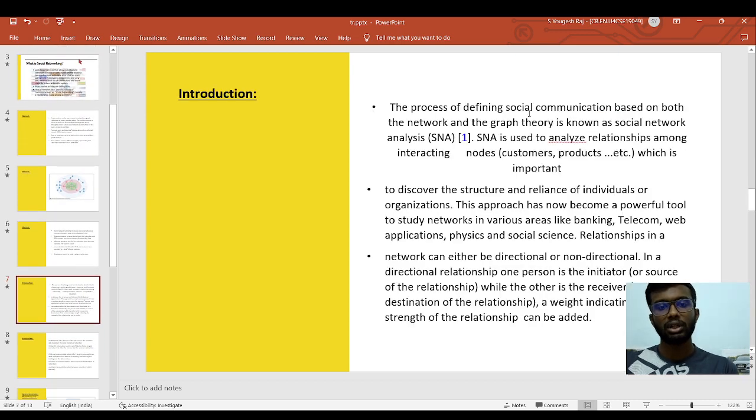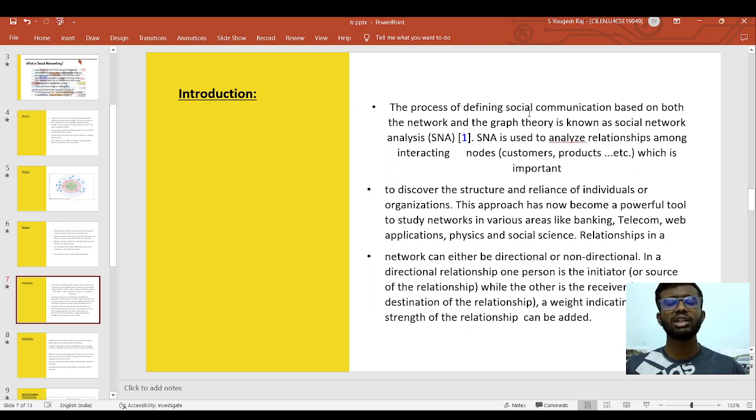Moving on to the introduction part. The process of defining social communication based on both networks and graph theory is known as social network analysis. This approach has now become a very powerful tool to study networks in various areas like banking, telecom, and web applications, like physics and social science.